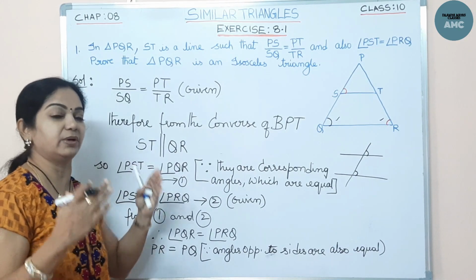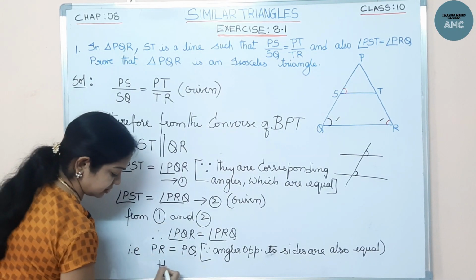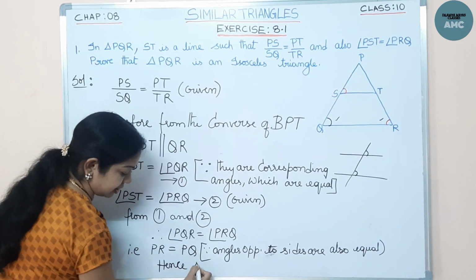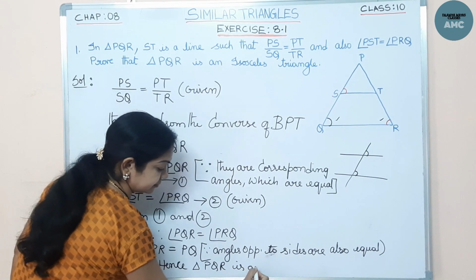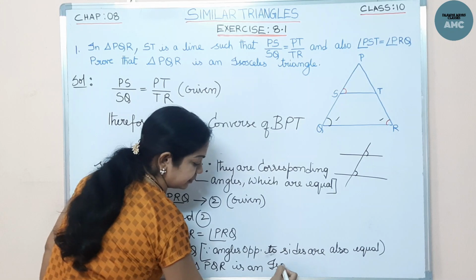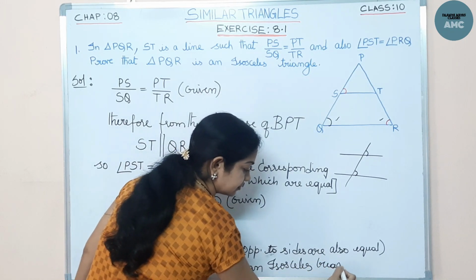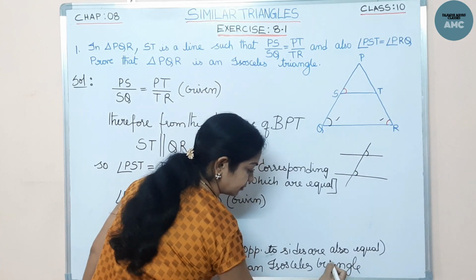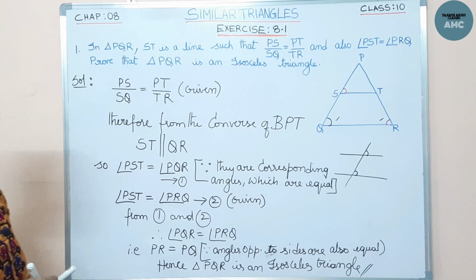When in a triangle two sides are equal, that means it is an isosceles triangle. Hence, triangle PQR is an isosceles triangle. So we have proved, hence proved you can write. So quickly pause the video and note it down. Let's see the next problem.